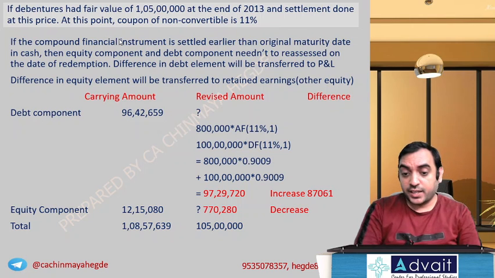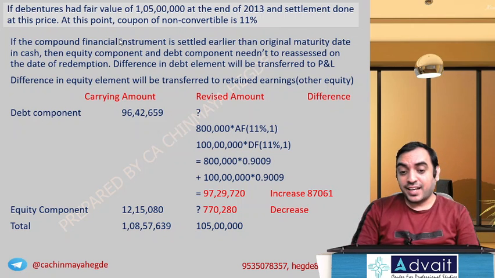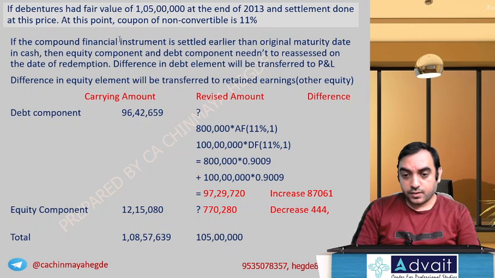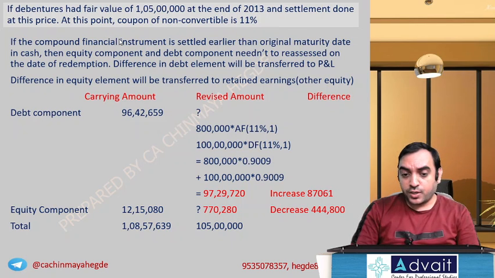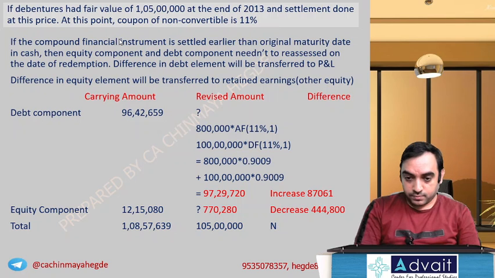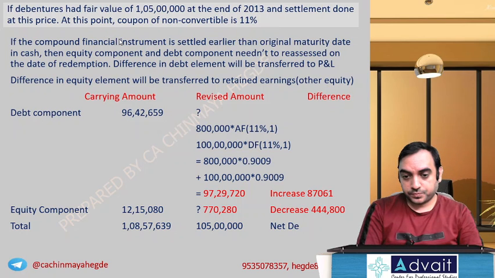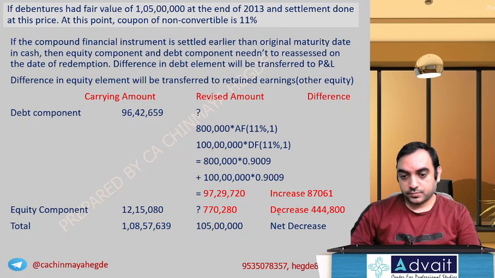That's why we need to calculate separately. How much decrease? 12 lakh 15 became 7 lakh 70. 4 lakh 44,800. Net, if you calculate, you can do both ways. Net amount is how much? Net decrease. 3 lakh 57,739. Net decrease.